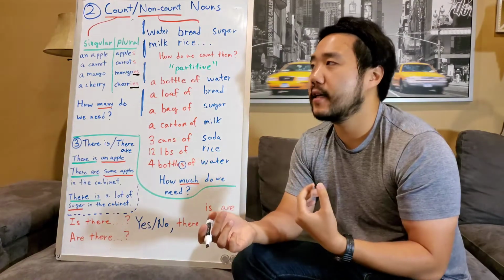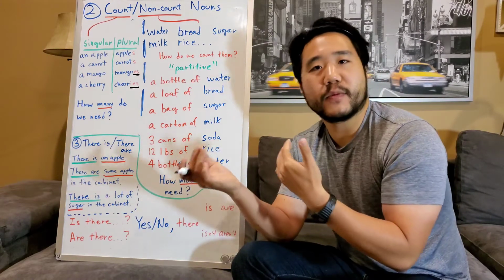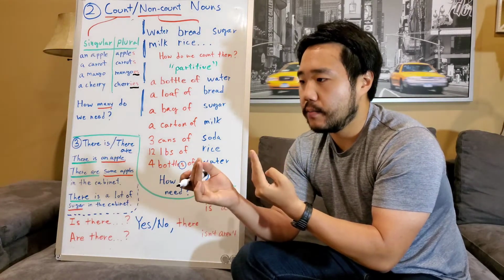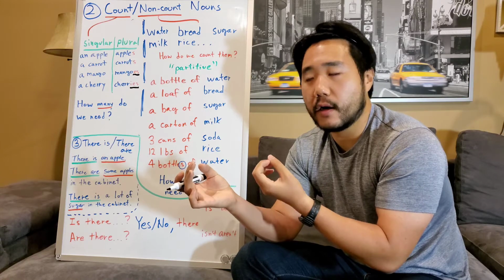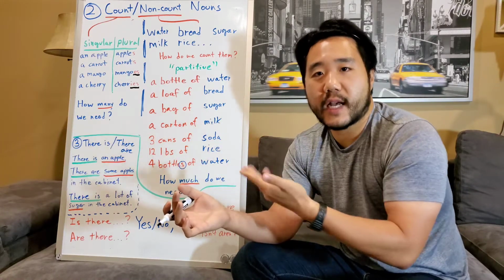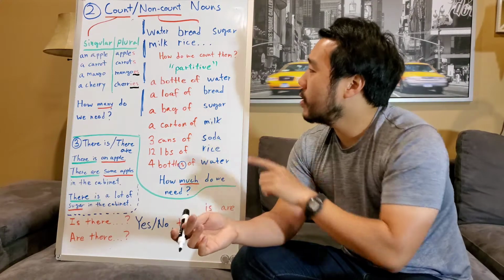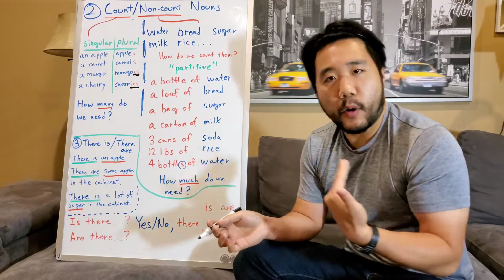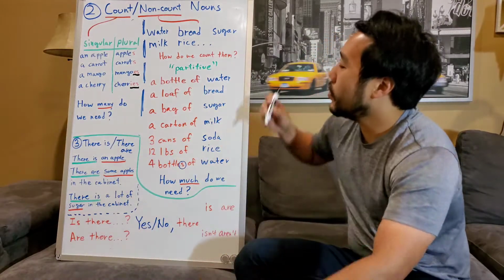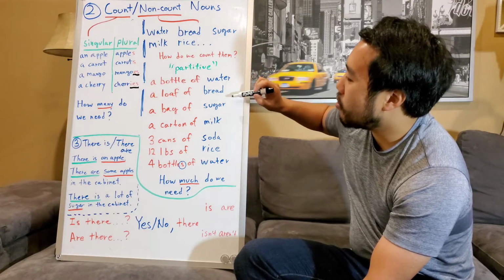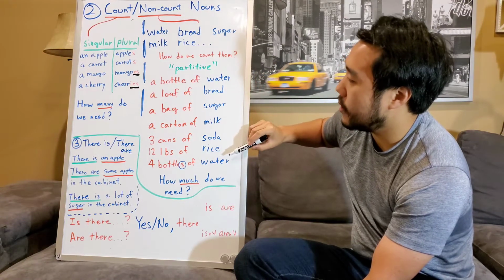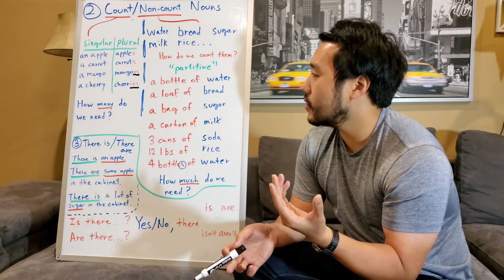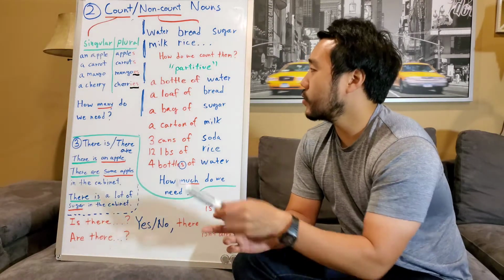During the unit, I said it was a phrase or a measurement tool, but the actual word for the way for us to count these non-count items or nouns is called partitive. So what's partitive? Here, water, bread, sugar, milk, soda, rice, water, right? In order to count them, we use some way to measure them, and those are called partitive.